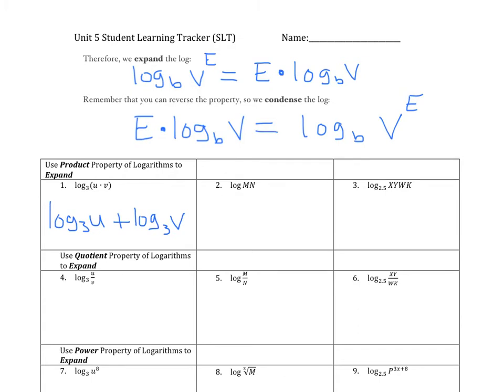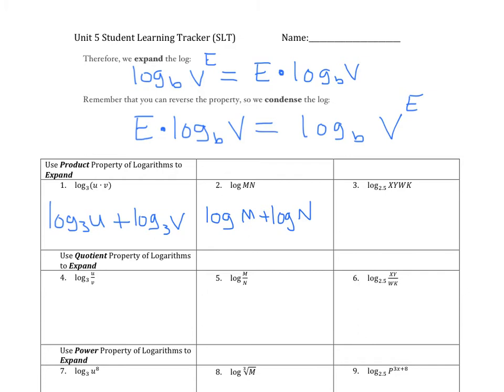For number 2, I end up with a log, and the base is 10, and we don't write the 10 because that is a common logarithm, so we don't write the base, but it is 10. So we have log of m plus the log of n. So that's the exponent added to the exponent. Go ahead and try number 3 for homework tonight.